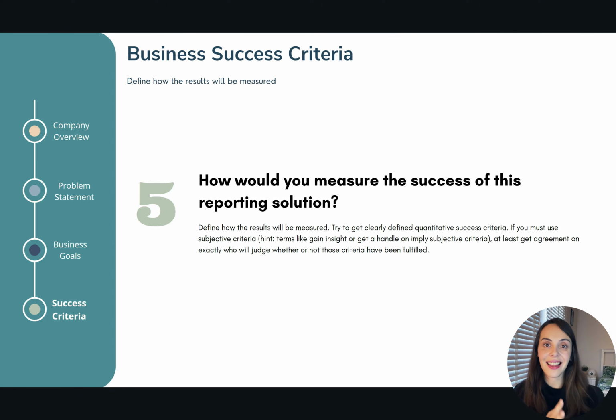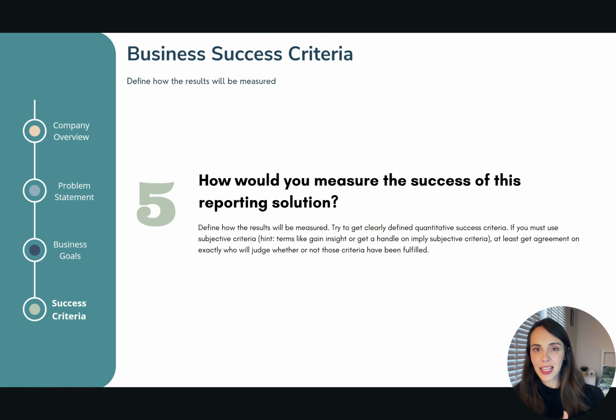And try to get a clear, defined, quantitative success criteria for your report. If you're saving time, try to specify how much time you're expecting to save. If you're saving money, try to specify how much money you are predicting that you will save, or how many customers you are predicting that you will acquire thanks to this new reporting solution that you just developed.